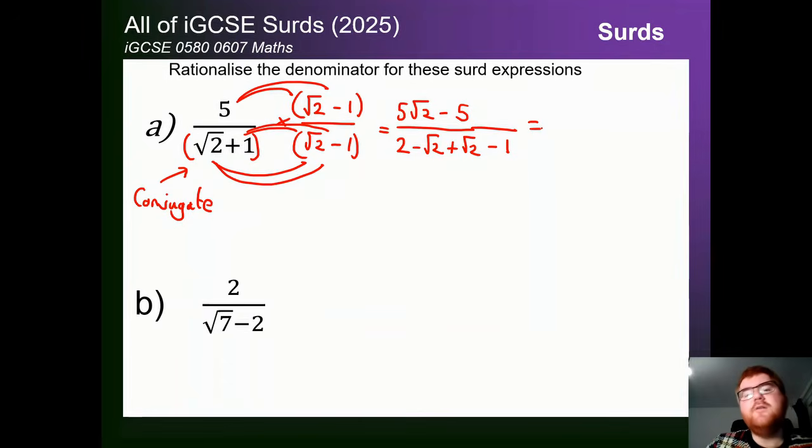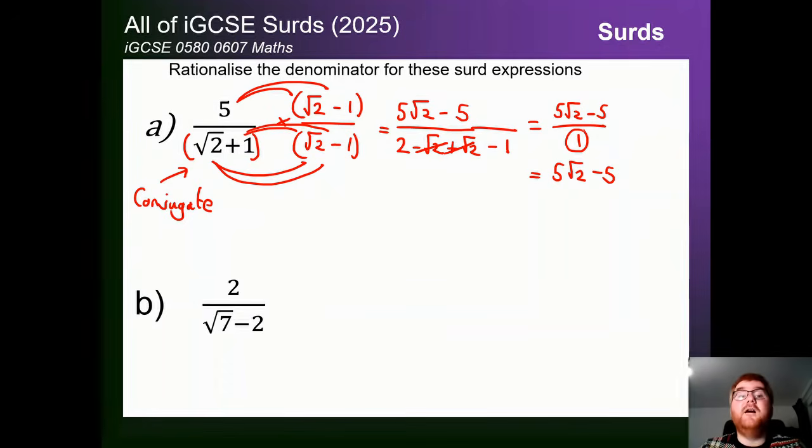Now it feels like we've actually made this more complicated than it should be. But notice we get a minus root 2 and a plus root 2 cancelling. So we end up with 5 root 2 minus 5 over 2 minus 1, which is just 1. And notice we actually achieve what we wanted to do. We get a 1 at the bottom of our fraction. By multiplying by a conjugate, we get the thing that we're looking for. We make the bottom a whole number or a fraction.